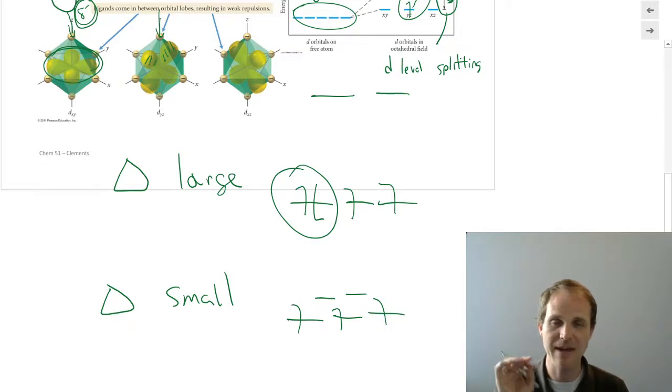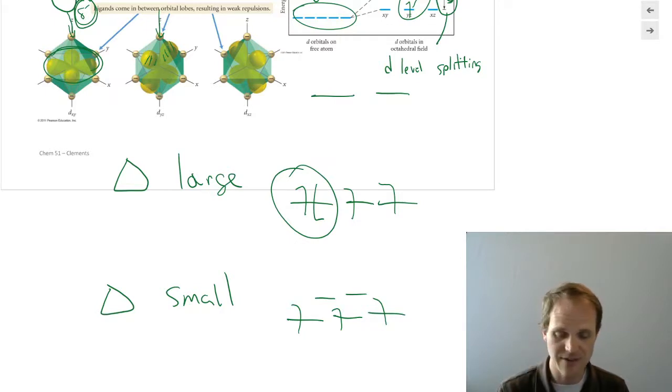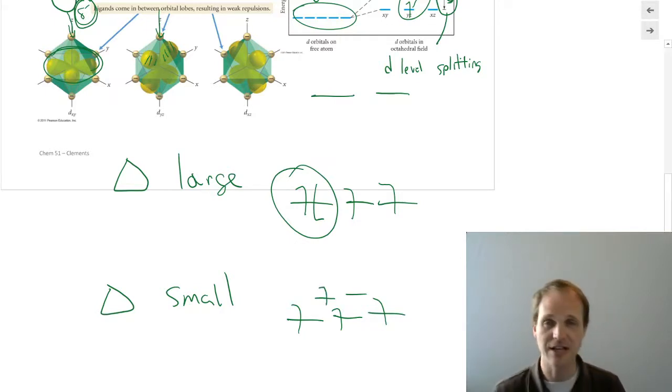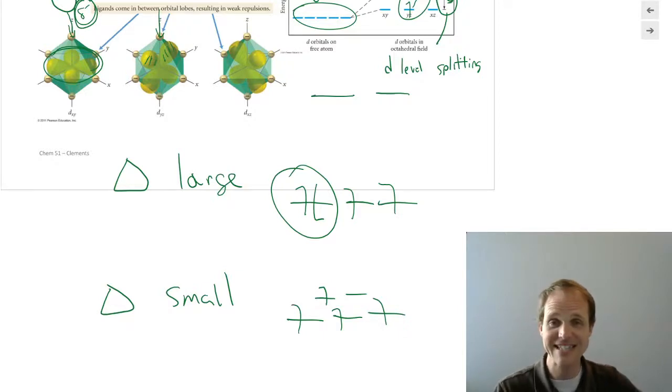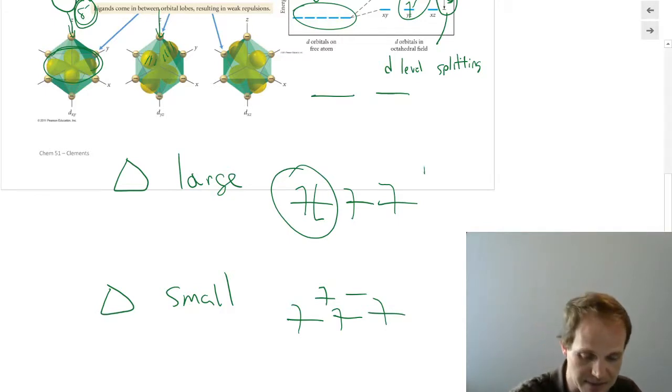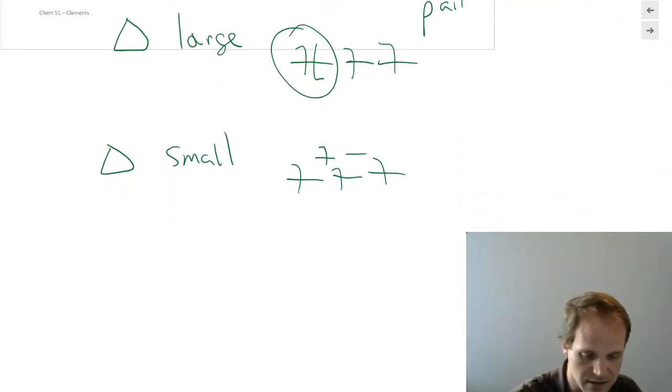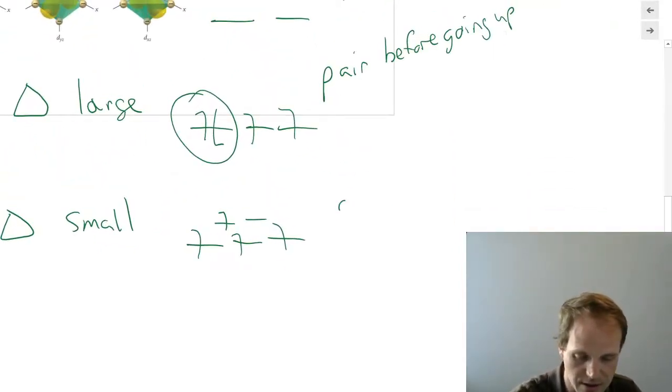But in the same case, if I'm adding a 4th electron when delta is small, when that change is very, very small, it turns out that it's actually going to be more energetically favorable just to put that up to the next level than it is to pay the penalty of having to pair that electron. And so now I start to see a difference of how the electrons are actually configured when delta is large and delta is small. When delta is large, I tend to pair before going up. But when delta is small, I tend to go up before pairing.